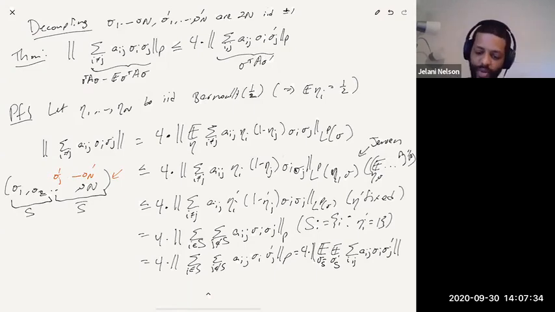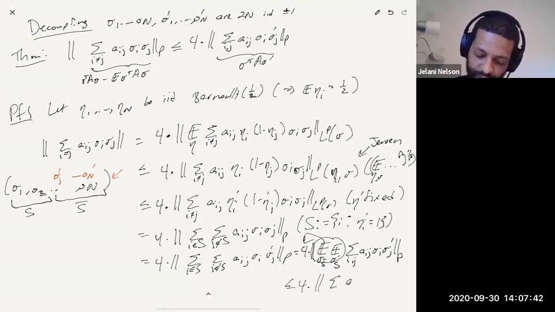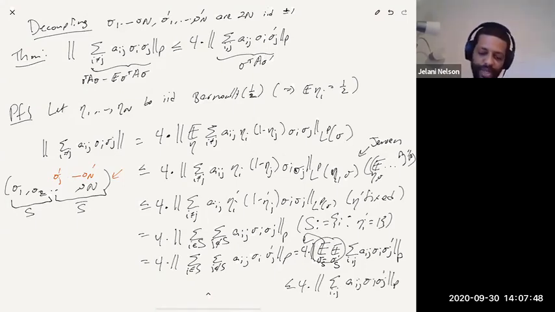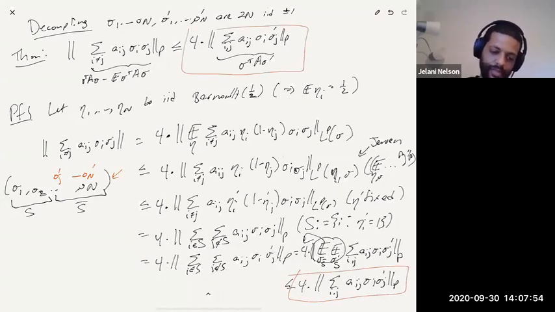And then I'm going to do the p norm. And then I'm going to do Jensen again and pull these expectations outside. And this is at most 4 times the p norm of the sum of aij sigma I sigma j prime. And that's exactly what I wanted to show. Right? This is exactly that. Okay, so that's decoupling. Questions about decoupling?